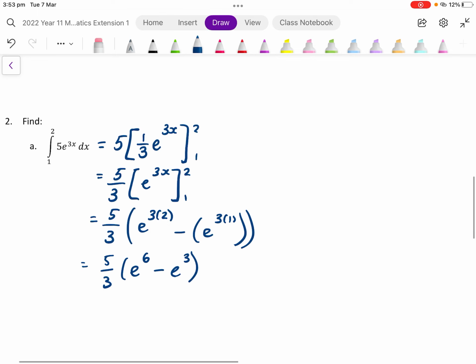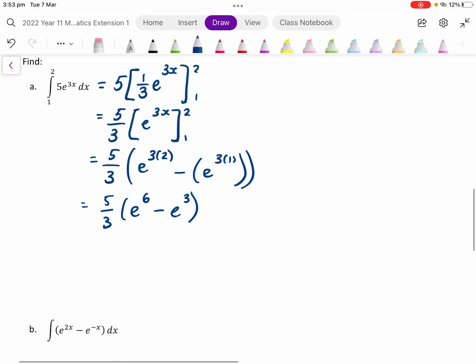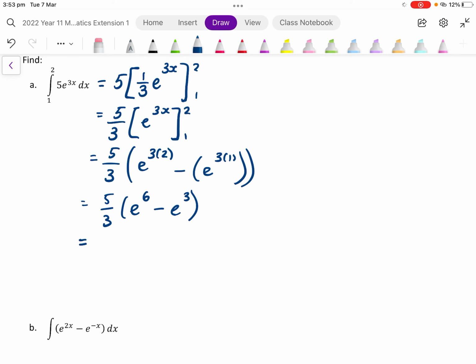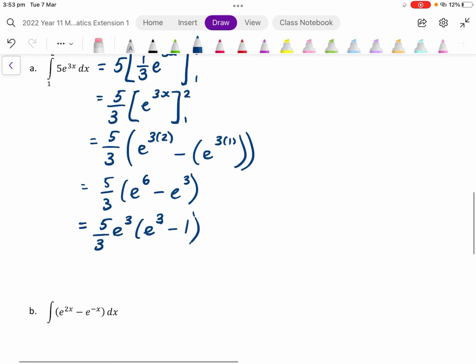We can then factorize out an e to the 3, so we'll have 5 over 3 e to the 3, and we have left over e to the 3 minus 1. We have e to the 3 lots of e's worth, minus 1 left over. So that is our final answer there.